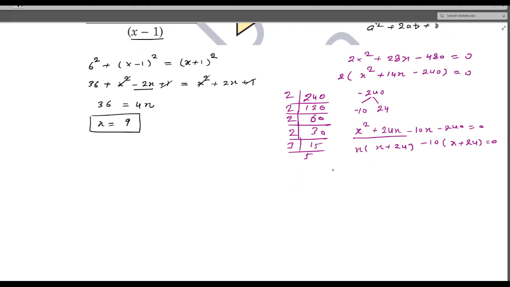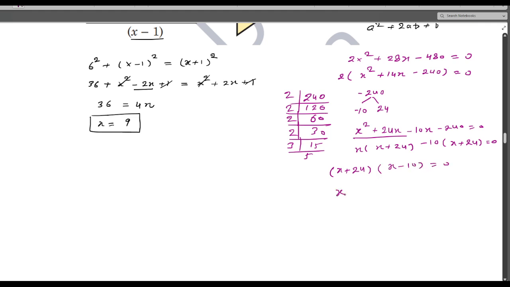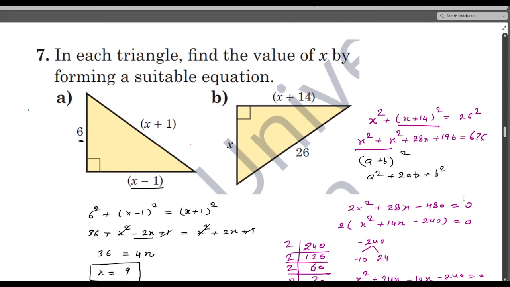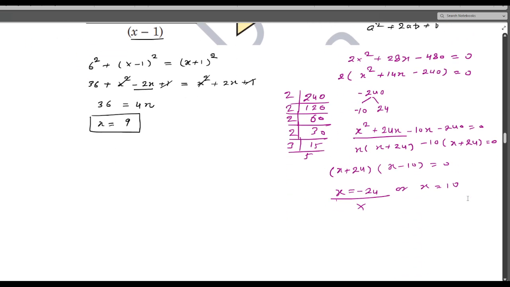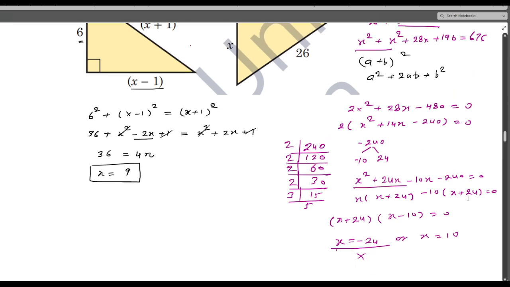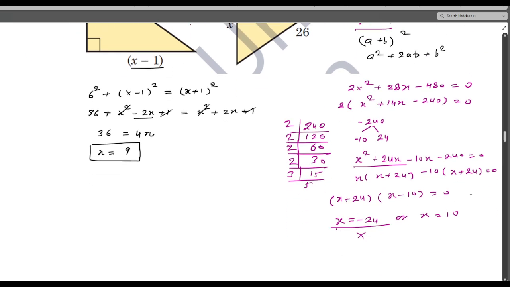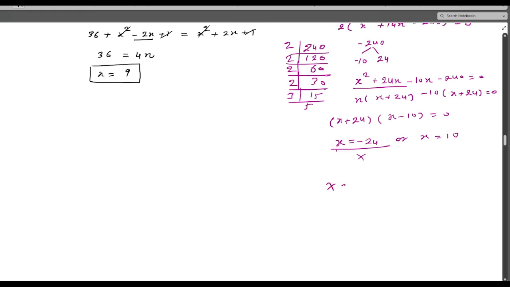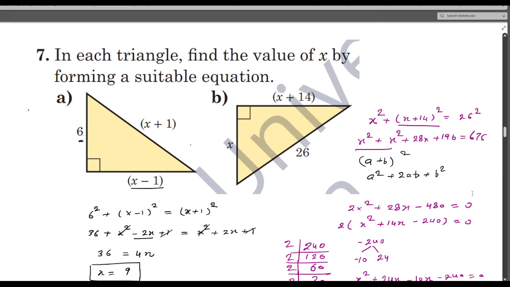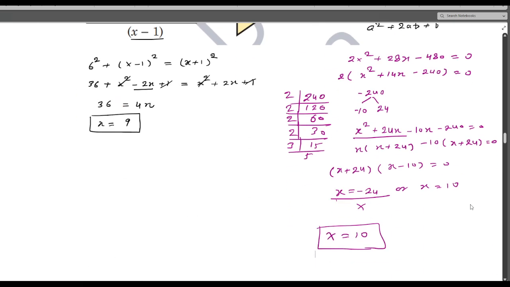So I have either x plus 24 or x minus 10 is 0. That means either x plus 24 is 0, that is x is minus 24, or x is plus 10. But this x equals minus 24 cannot be the side of a triangle. So therefore we will ignore this x equals minus 24, and hence our answer is x equals 10. So here in B part, your final answer is x is equal to 10. If they mention any unit, we will write it, or we will simply say that it is equal to 10.